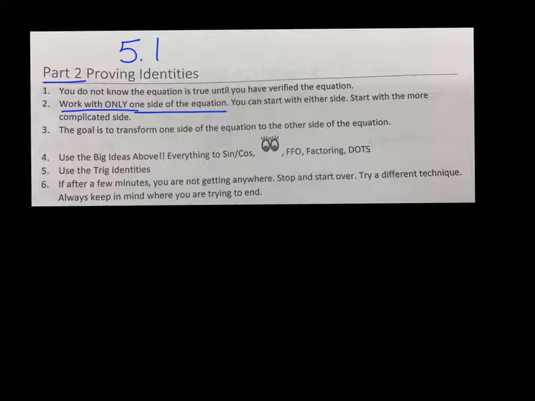So we're taking all of the different things that we have done, and we want to transform one side of the equation into the other. So let's go ahead and jump right on in and look at a first example.